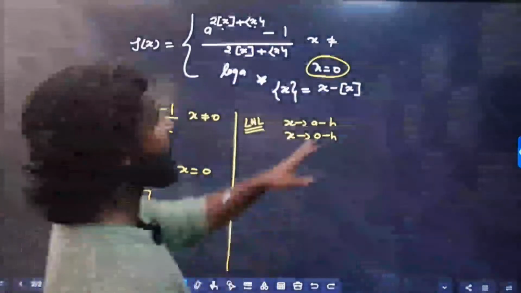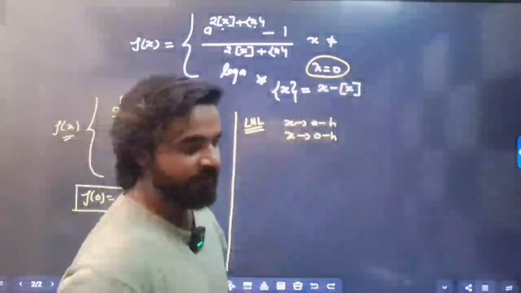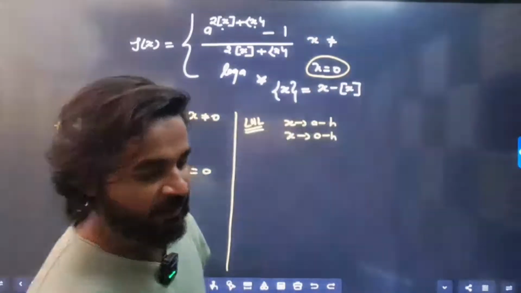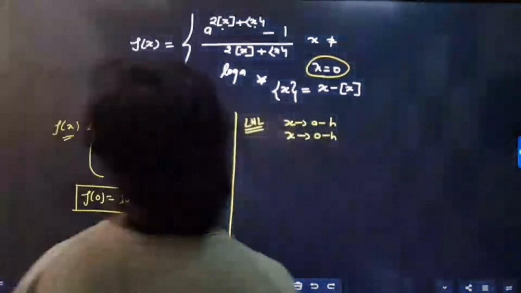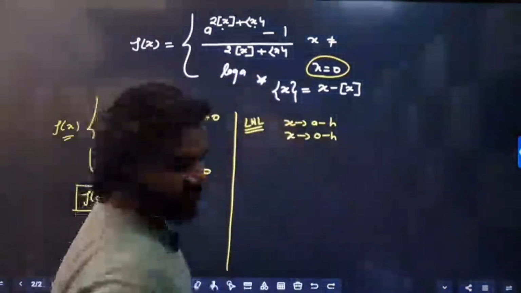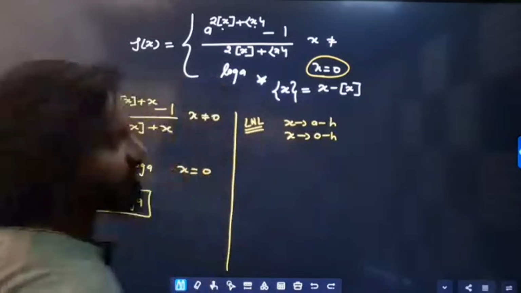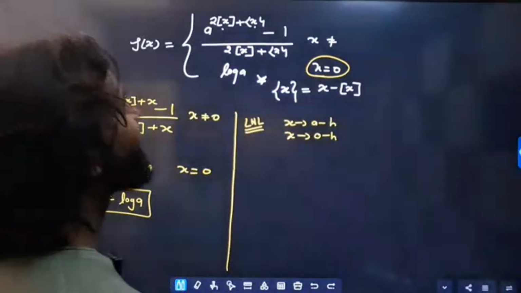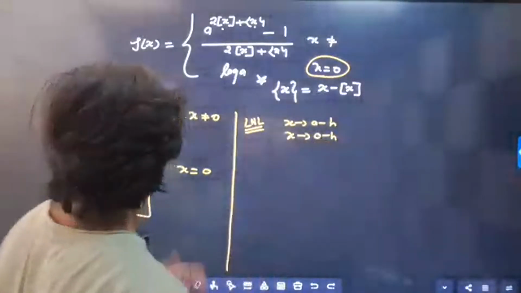So here x is equal to 0, so x is replaced by 0 minus h. So x replace 0 minus h, okay, now we can solve the question.